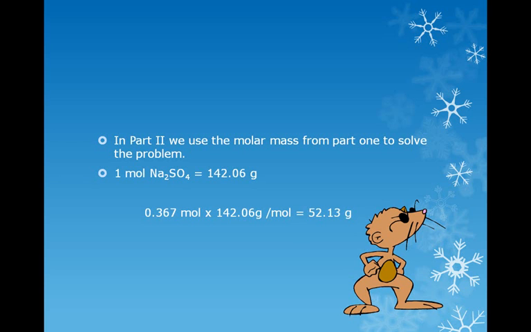So that means if I really wanted to measure out 0.367 moles of Na2SO4, I would put my beaker on a scale. I would hit the 0 button so it clears it out and reads 0 on the scale. Then I would add Na2SO4 to the container until the scale read 52.13 grams, and now I know I have 0.367 moles of Na2SO4.